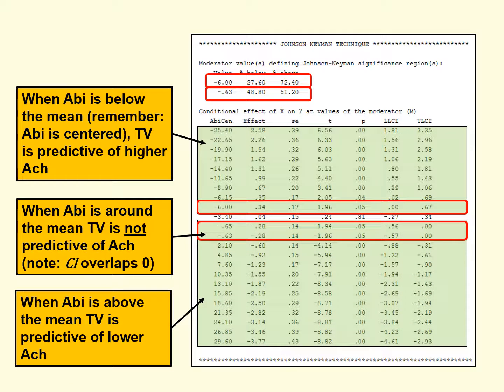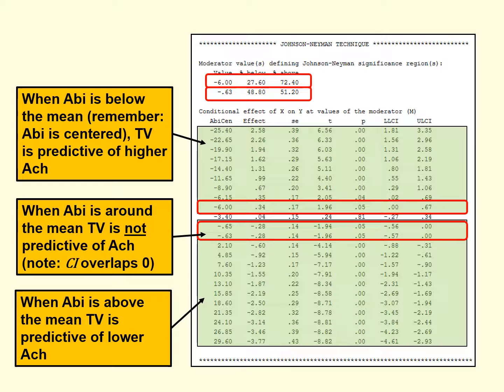And then when ability is above the mean, television watching is predictive of lower achievement. You can see here that all those unstandardized regression coefficients are negative in the column for effect. You can also see that those effects are all significant if you look in the column for the p-value, and you can even look at those confidence intervals, and they're all not overlapping with 0.